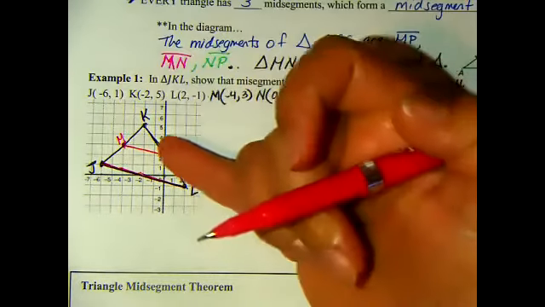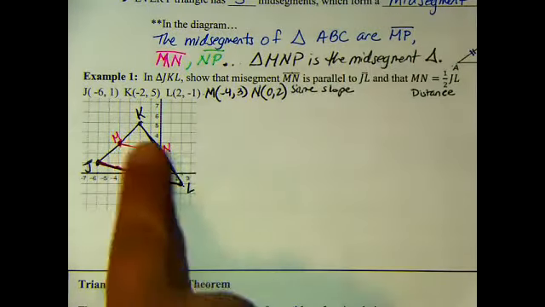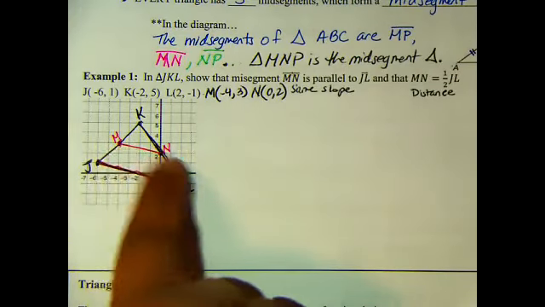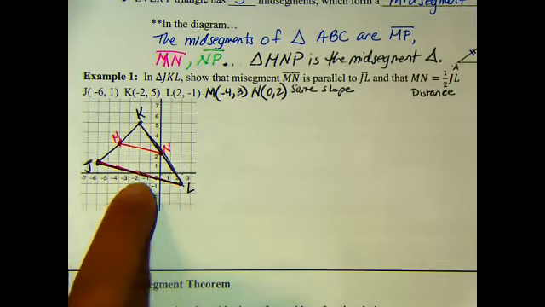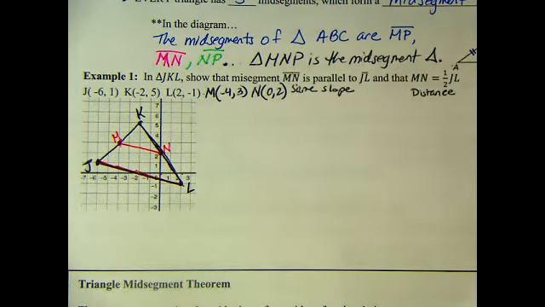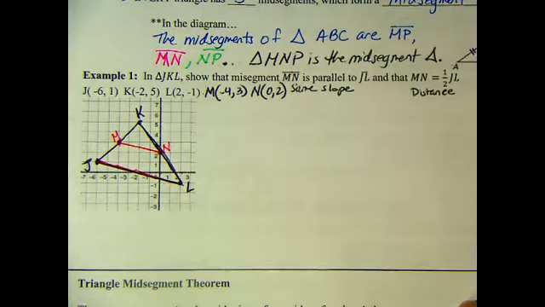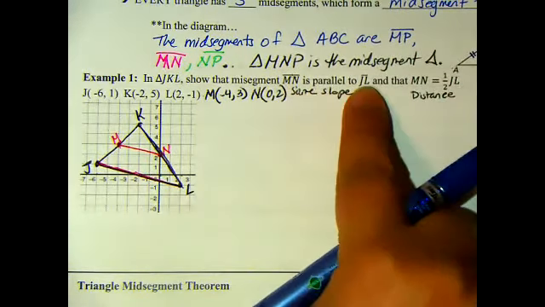So notice it's not the two sides that we're using on the mid segment. It's the side that we're not. It's the side that the mid segment is not touching at all, right? So we're comparing the mid segment to the side that's the third side essentially. So the first thing we want to do is see if MN is parallel to JL.